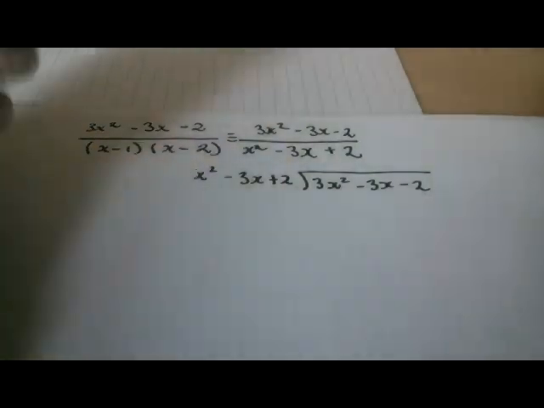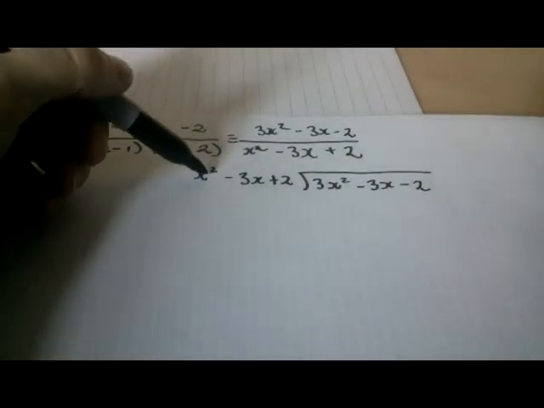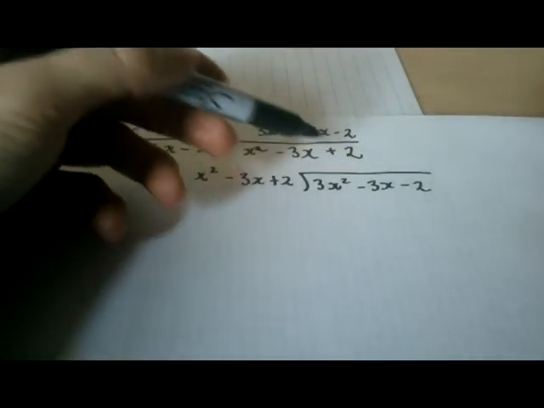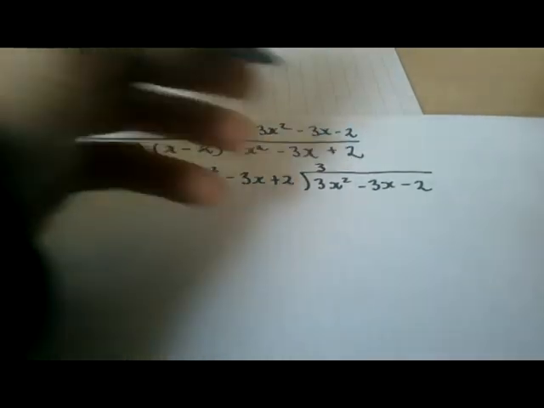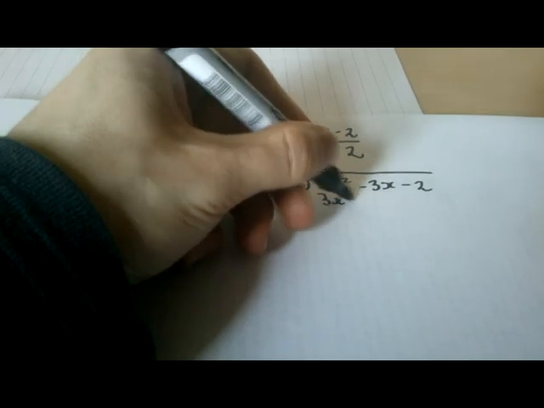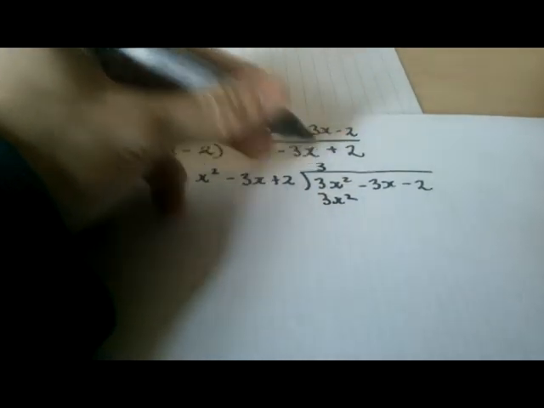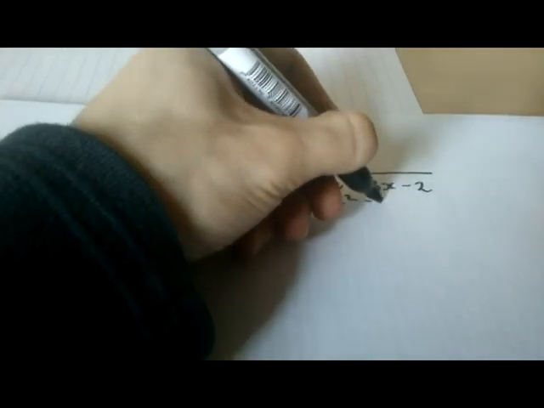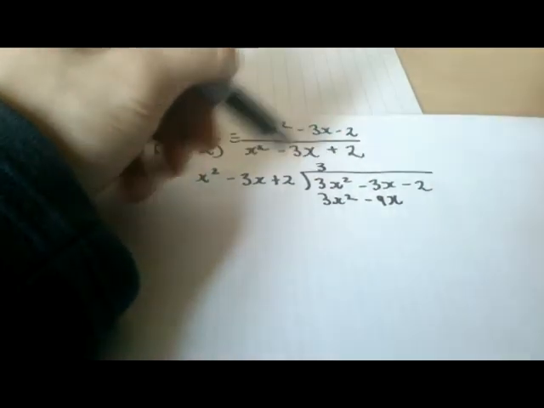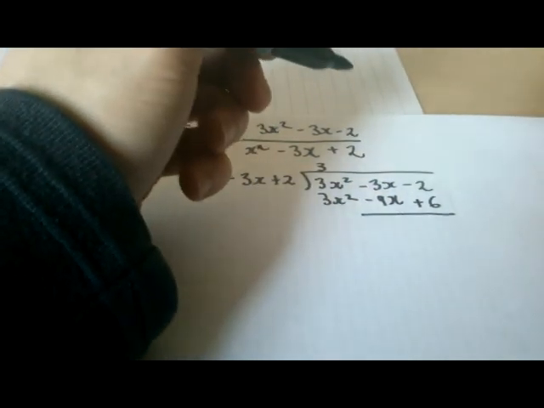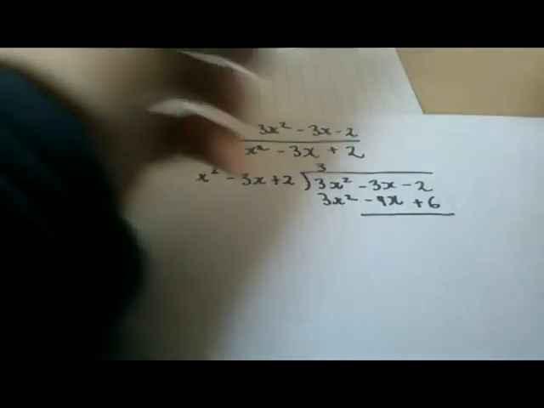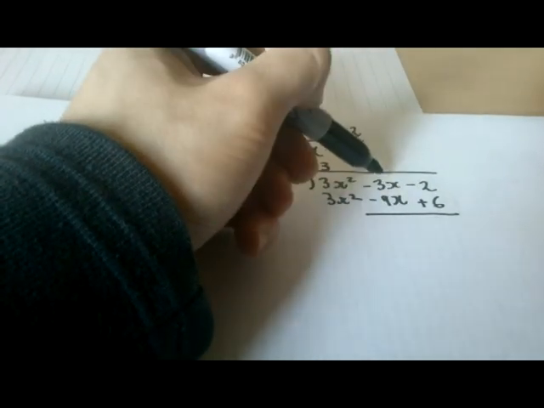So basically you try to see how many times x squared goes into 3x squared. That's 3 times, so you put a 3 up here. Now you do 3x squared, then you do 3 times minus 3, which is minus 9x. 3 times 2 is just plus 6. You subtract. It's essentially like normal long division, with a twist of having to do it with algebra and x's and stuff.